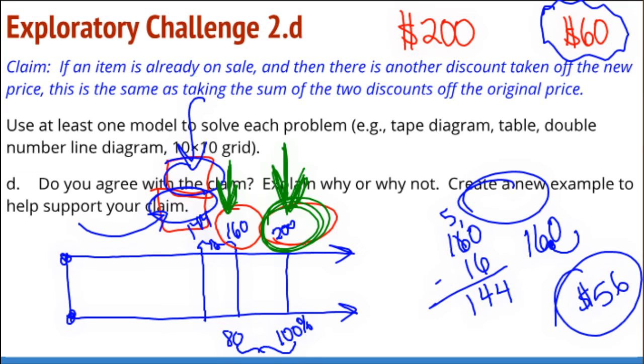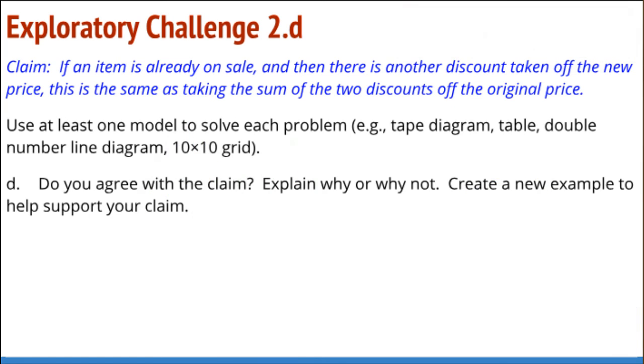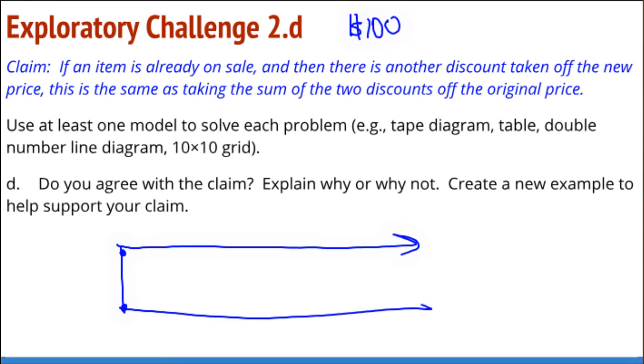And you could try this out with any problem that has multi-step discounts. You could take off, well, let's do it out of 100. So something is $100, and I'm going to use 100 because it fits very nicely with our 100%.